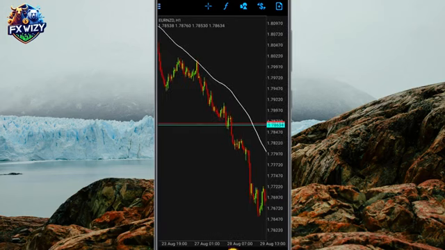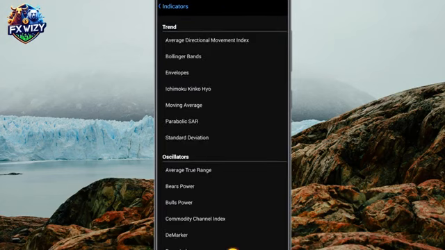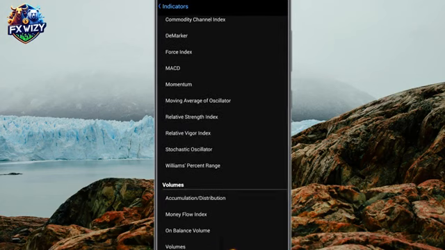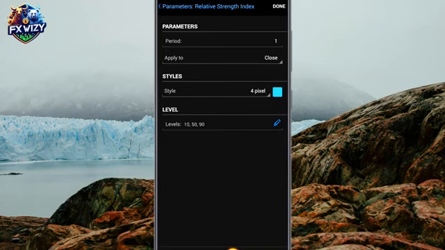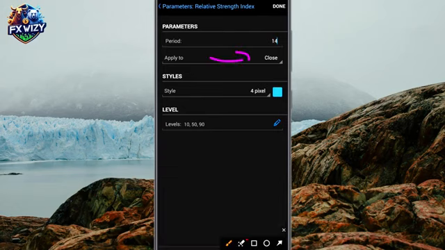RSI, right? I want to show you guys how to make money using this very simple strategy. Just click at the F plus, and then scroll down to relative strength index, which is this one here, RSI. Just click RSI, and then make sure the period is 14, and apply is going to be close.